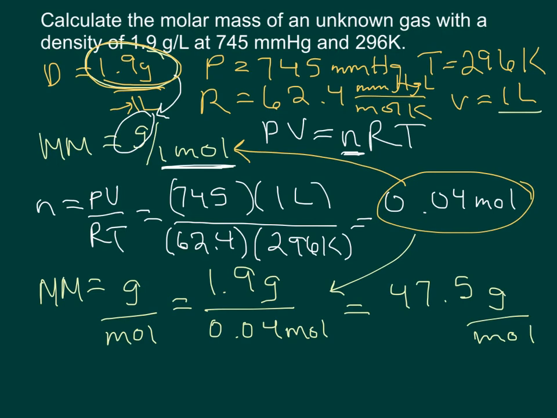Okay, so looking back over this, I'm given density, which tells me how many grams I have in my 1 liter. That 1 liter tells me my volume. You'll always be told your pressure, your temperature, and from your pressure units you can calculate R. This means you have everything but your moles, because molar mass is grams per mole. So you solve your ideal gas law for moles. Once you have moles, you solve for your molar mass by taking your grams given to you in the density and divide it by the number of moles you have.